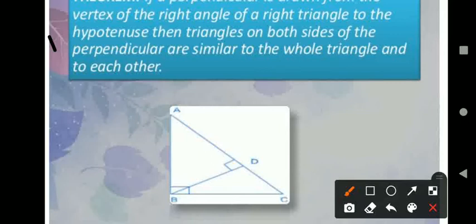Triangle ABD and triangle BDC, both the triangles are similar to each other, and these triangles are also similar to the original triangle ABC. Means triangle ABD is similar to triangle BDC, and ABD similar to ABC original triangle, BDC similar to original triangle ABC. It is the meaning of this theorem. Perpendicular is drawn on hypotenuse, BD is perpendicular on AC, then two triangles are formed. These two triangles are similar, and both the triangles are also similar to the original triangle.